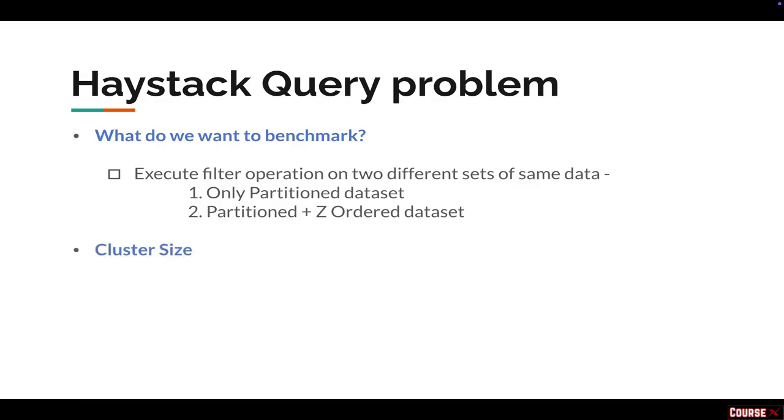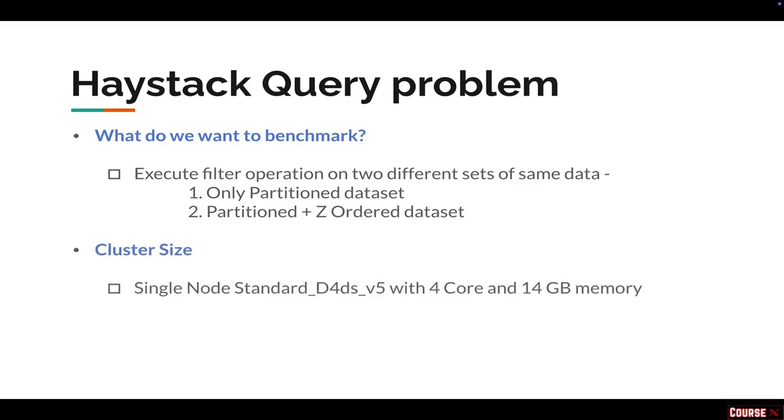What is the cluster size that we are using here? We will be using a single node Standard D4ds v5 cluster that comes with 4 cores and 14 GB of memory. What is the data volume that we will be using here? We will be using a 60 GB Delta dataset for this benchmarking. Let's go to the Databricks UI and let's do this benchmarking.